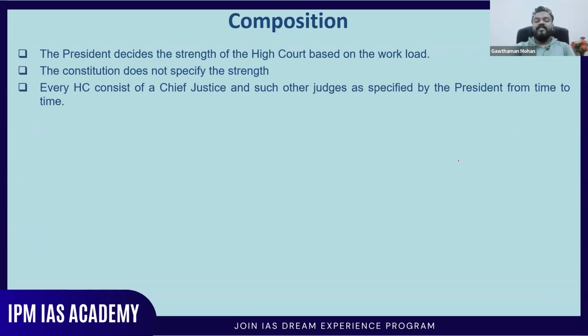Composition: the President decides the strength of the high court based on the workload. The Constitution does not specify the strength, and every high court consists of a chief justice and such other judges as specified by the President from time to time. Okay, very important. So it is the President who decides the number of judges.